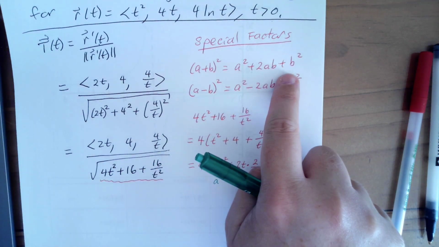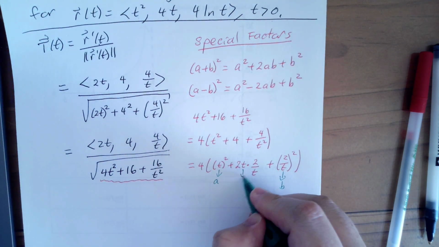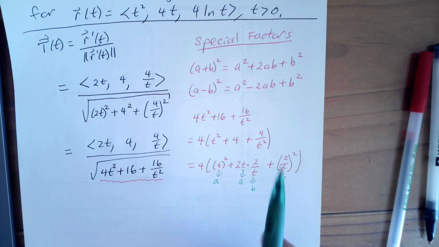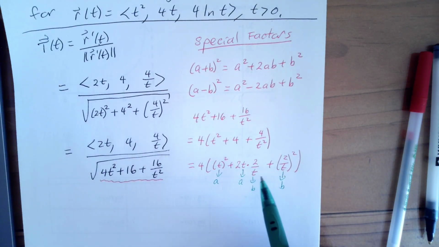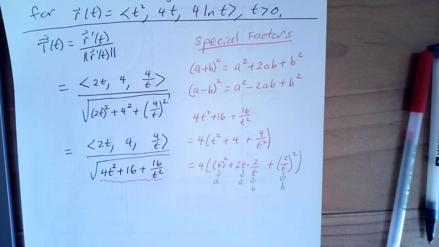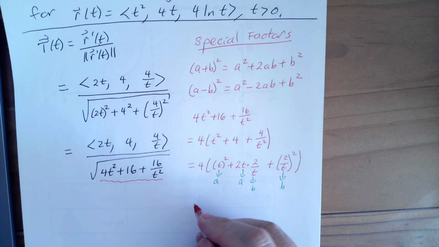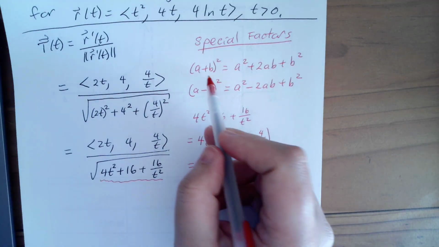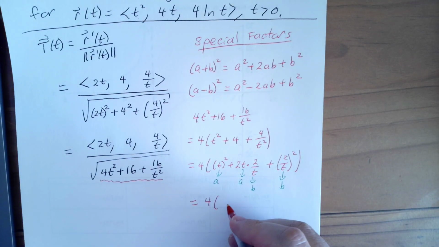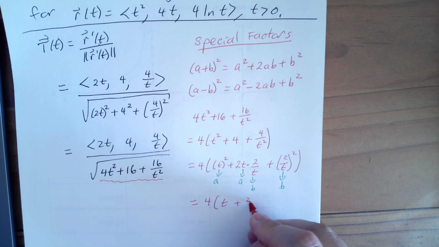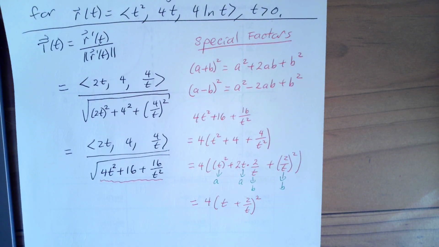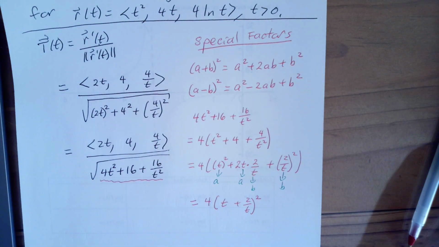So trying to rewrite this in this form, this portion here gives me my a, this portion gives me my b, and if I take 2 times ab, this portion here, I'll end up with a 4 because the t's will cross cancel. So hopefully you see that breakdown. With this, I can now clearly see that this is going to be 4 into, just following this template with special factors, t plus 2 over t quantity squared. Very nice.